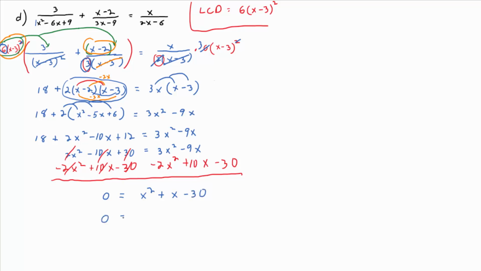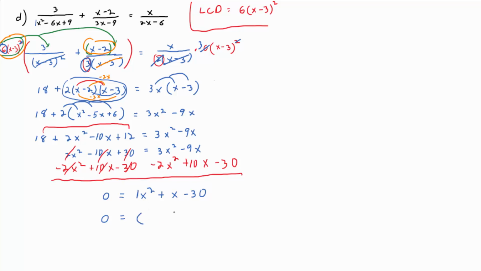Question? I just wanted to know where you got the 30 from. The 18 and the 12 combined. So we added like terms, yeah. So then what's the next step on this one? Yep, we got to factor this thing.